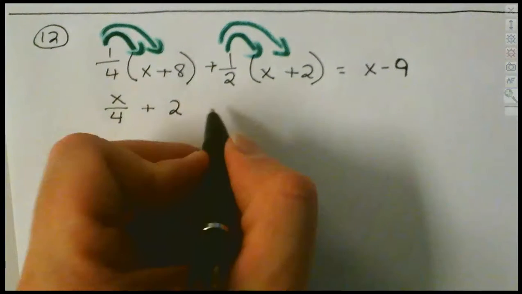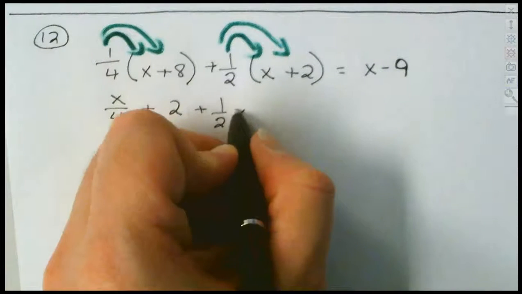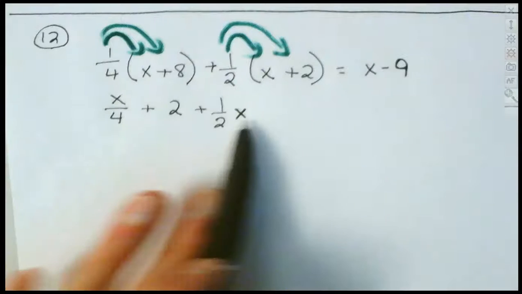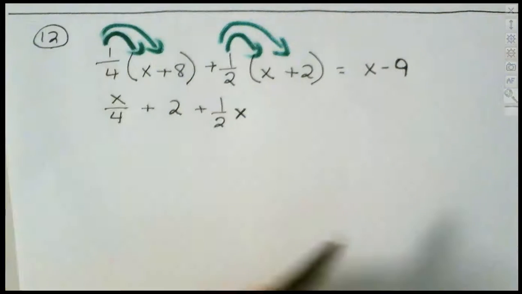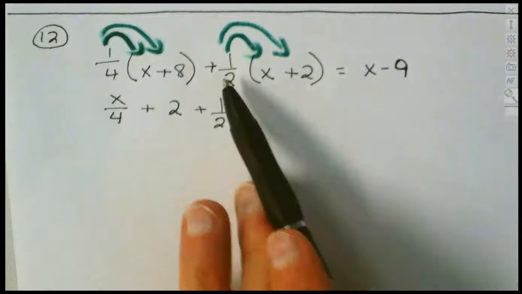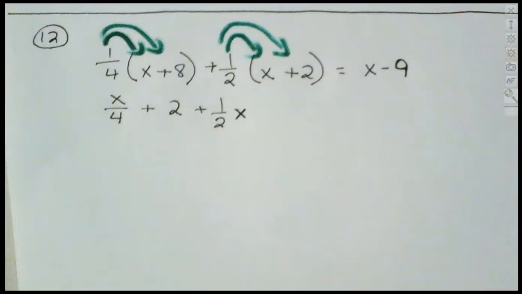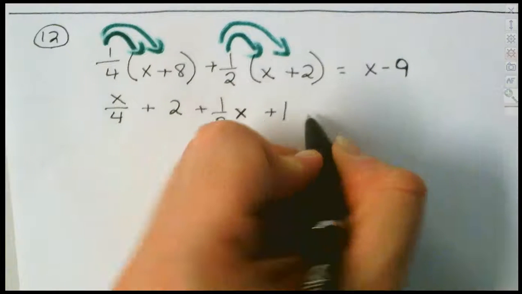Next piece gives you 1/2 x, or x over 2, either way. You can use them interchangeably, just like I did here. It doesn't matter. We know this is the same as 1/4 x, and this is the same as x over 2. And a lot of times we use them interchangeably. What about 1/2 times 2? Well, what's half of 2? Half of 2 is a 1.